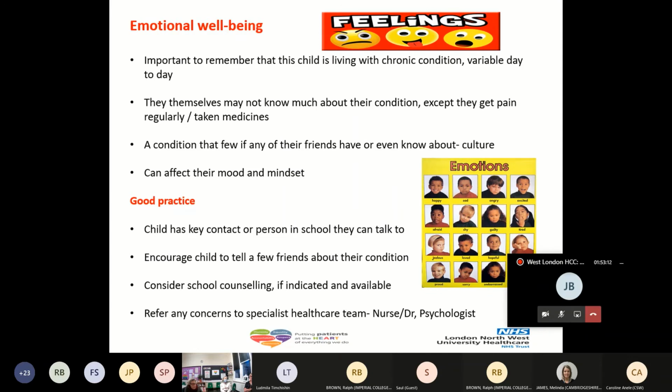So things that we can do within school just to ensure that the child has a key person that they can talk to in school.